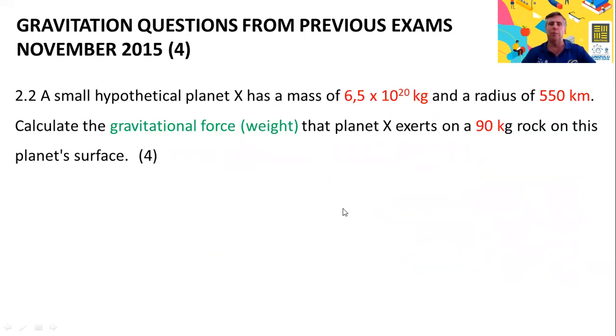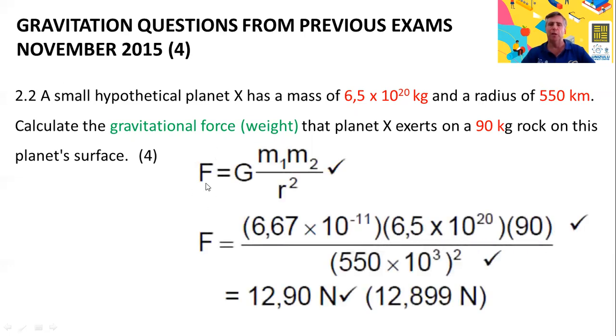Another question even further back, November 2015, a 4-mark question, very simple, Newton's law of universal gravitation. Planet X has a mass of that and a radius of that. Calculate the gravitational force or weight that planet X exerts on a 90 kilogram rock on this planet's surface. In this case, I have highlighted in red because you do need that. Simple calculation, Newton's law of universal gravitation from your data sheets. Fill in all the numbers, substitute and solve, and the 90 kilogram rock will have a weight of 12.90 newtons.